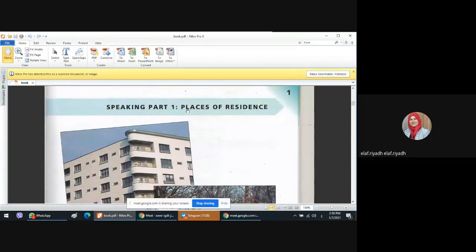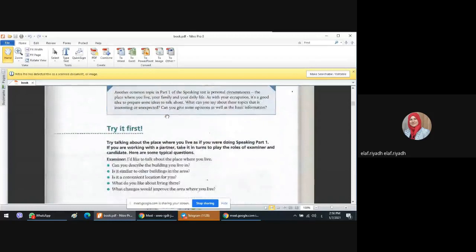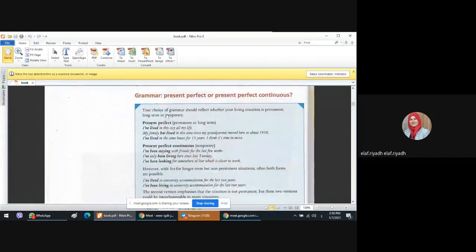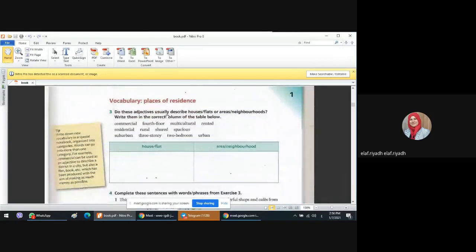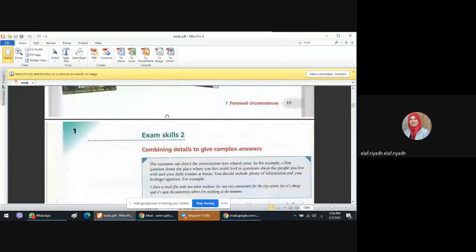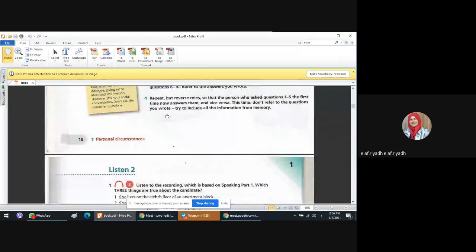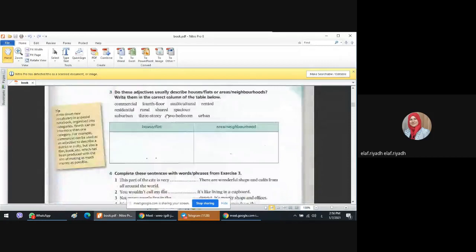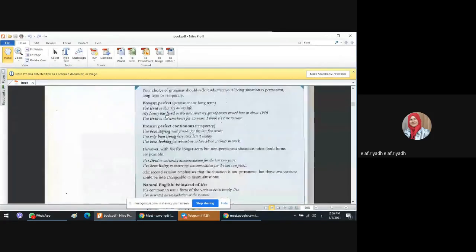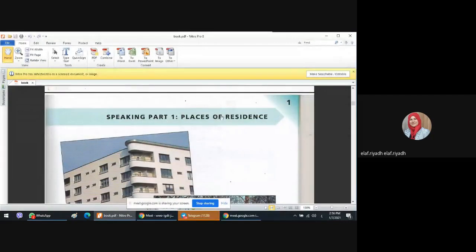Next lecture, you should also prepare Places of Residence, Part 1. It has the same structure: exercises about grammar first of all, then speaking parts, vocabulary, and after that listening, with a recording to listen to. So next lecture, you should do exercise number 5 from page 13, and prepare the chapter, Part 1, Places of Residence.